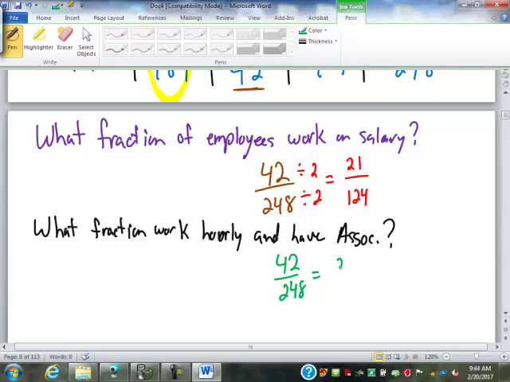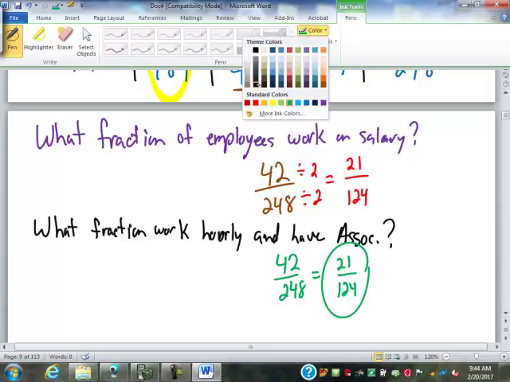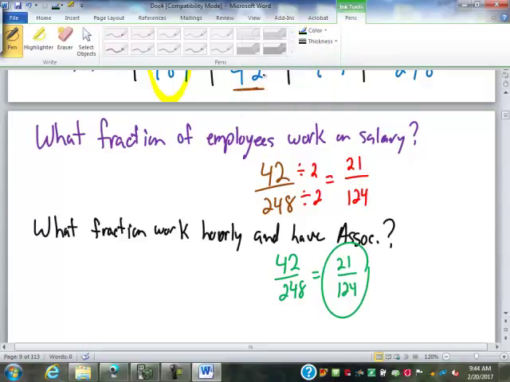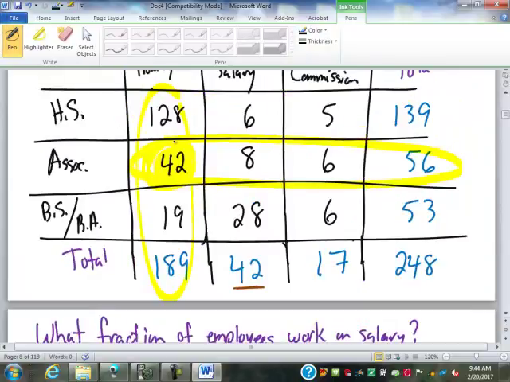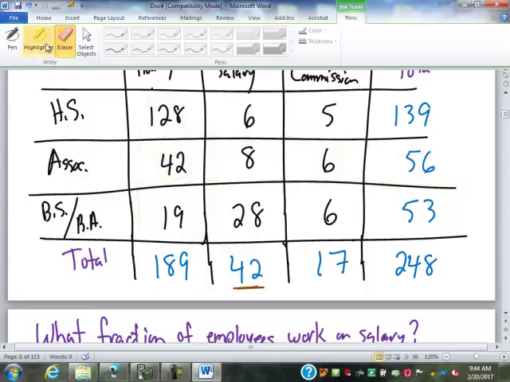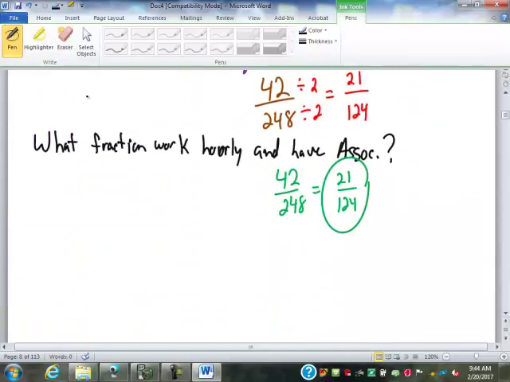Well, guess what? Once again, that's 21 over 124. Kind of a coincidence that those two came out to be the same. Does that make sense so far? Why was it just the 42? Because it's the only one that fits both of those categories, both of those qualifications. Now, this next one's going to be a little bit more difficult.